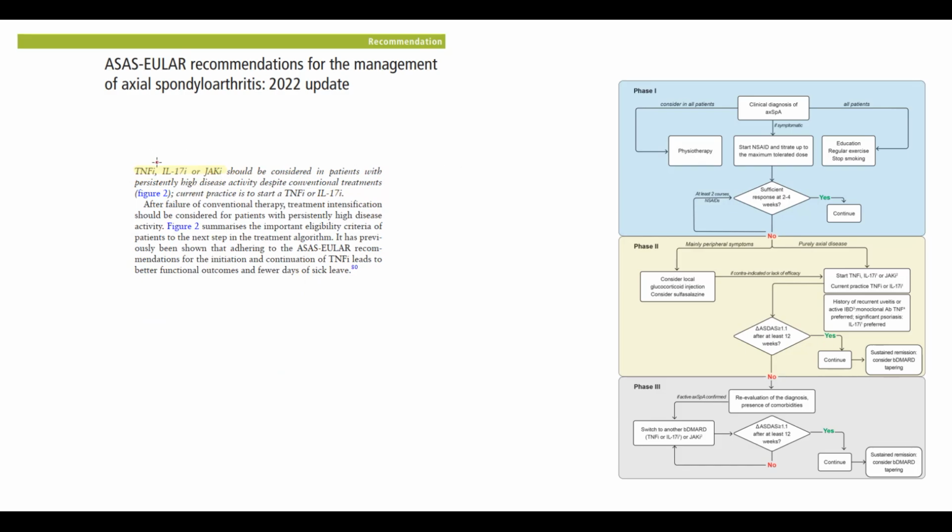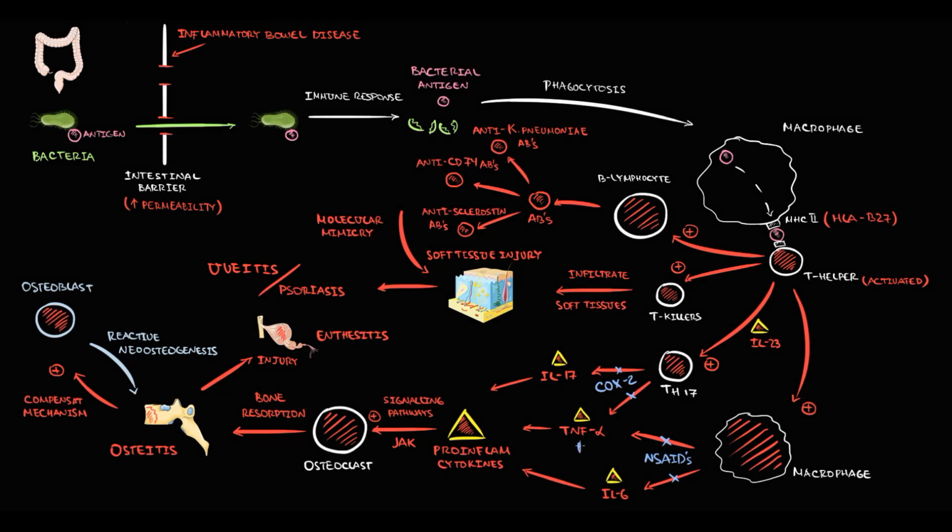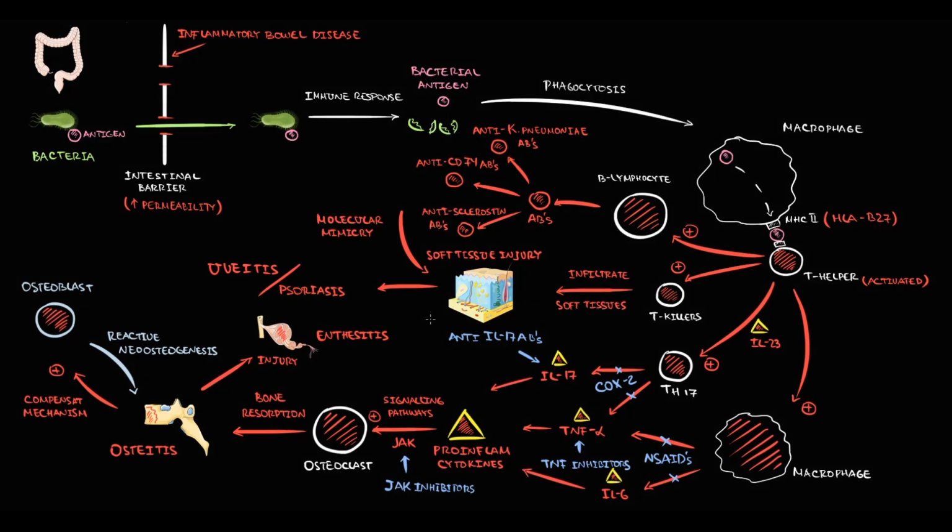In the most severe cases with high disease activity, we use TNF inhibitors, interleukin-17 inhibitors, or JAK inhibitors. As we see from pathogenesis, this makes sense, because TNF, interleukin-17, and Janus kinase pathway are the crucial factors which stimulate the activity of osteoclast, and by this they promote the entire pathogenesis of ankylosing spondylitis.